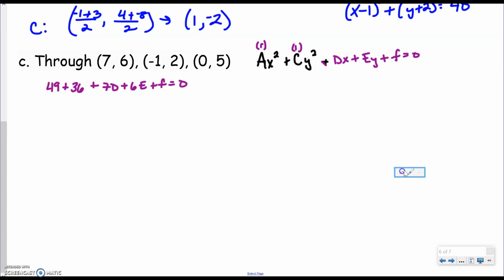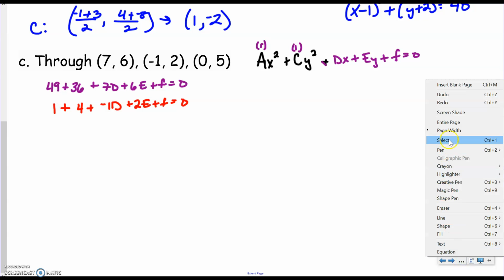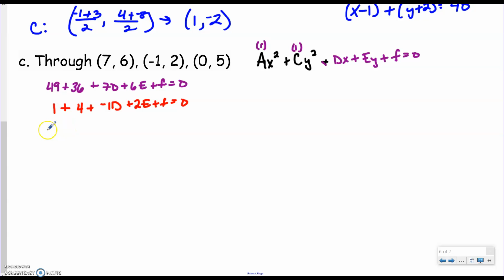Change my color here. So now I'm going to use -1 and square it. So -1 squared is 1. And then 2 squared is 4. And then -1 times d, 2 times e, f equals 0. Okay, and then the last one, same thing. 0 squared is 0. 5 squared is 25. And then we have 0d. And 5e and f equals 0.